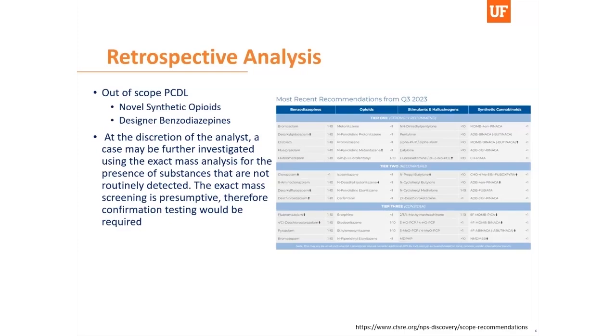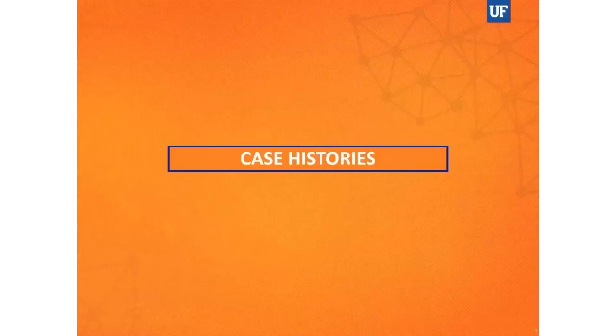with newly emerging NPS. We focus our libraries on novel synthetic opioids and designer benzos, mainly because we don't have issues identifying stimulants by our drug screen currently, and synthetic cannabinoids are complicated compounds that, for now, we only send out if the medical examiner indicates suspected use. The criteria from our SOP for data mining is, at the discretion of the analyst, a case may be further investigated using the exact mass analysis for the presence of substances that are not routinely detected. The exact mass screening is presumptive, and therefore confirmation testing would be required. Next, we will go through 4 different cases that have benefited from the use of data mining with PCDLs.